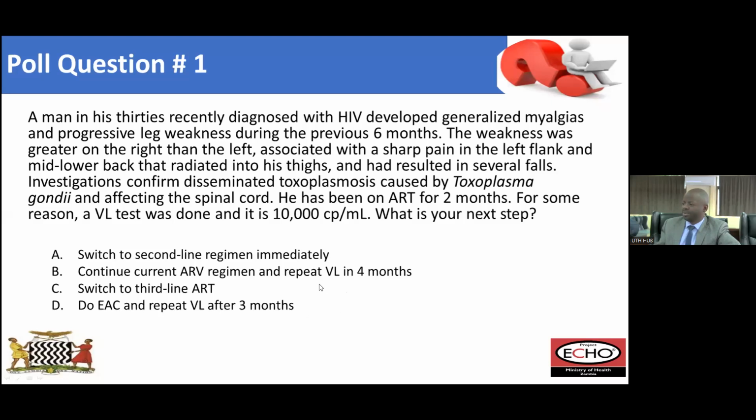So what do people think they would do? You have this 30-year-old man who's developed a polyradiculopathy, having frequent falls as a result of the cord being affected by the toxoplasmosis, and he has a viral load of 10,000 copies after 2 months of treatment. What is your next step?